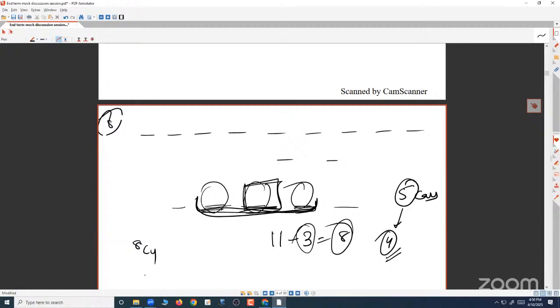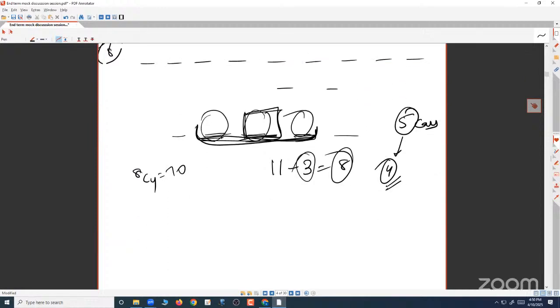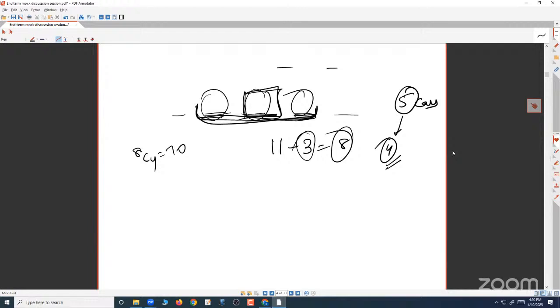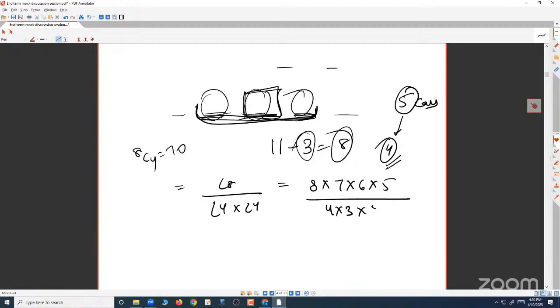How is it 70? Sorry? And how is it 70? The value of 8C4 is 70. It's not coming out to be 70? Yes, ma'am, it is 70. It would be factorial 8 divided by factorial 4 into factorial 4. So this is basically 8 into 7 into 6 into 5 divided by 4 into 3 into 2. If you calculate this value, you will get 70 only.